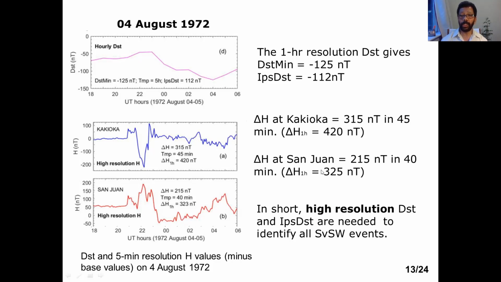At San Juan, delta H was found to be 215 nT in 40 minutes, or in 1 hour, it would have been 325 nT. So from this, we can see the IPS-DST would have been less than minus 300 nT. That means it is even larger than that corresponding to the Quebec event. That we can understand because it is a very strong, very fast solar wind. So the message we give here is we need high resolution DST data for clearly identifying severe space weather events from normal space weather.